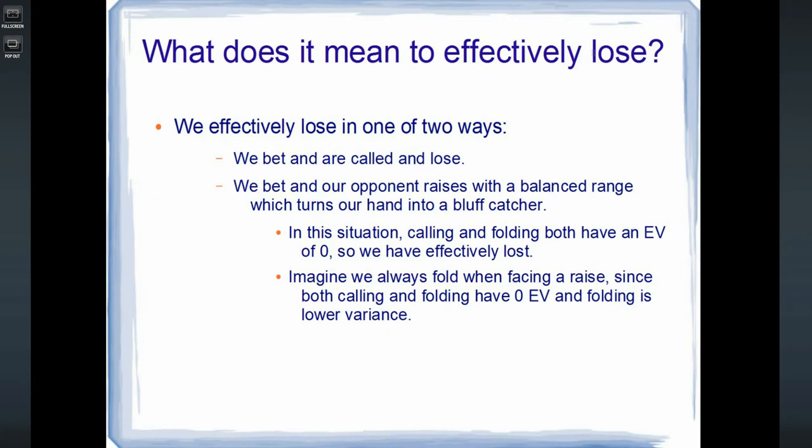He would just call. So when you bet that river and your opponent raises, if your opponent's balanced, the vast majority of your value betting range will then become a bluff catcher, because your opponent will be raising with a very polarized range of nut type hands and air. And then both the EV of calling and the EV of folding are 0 if your opponent's balanced. So you effectively lost when that happens, since you bet, you face the raise, and you don't care if you call or fold, you have 0 EV either way.